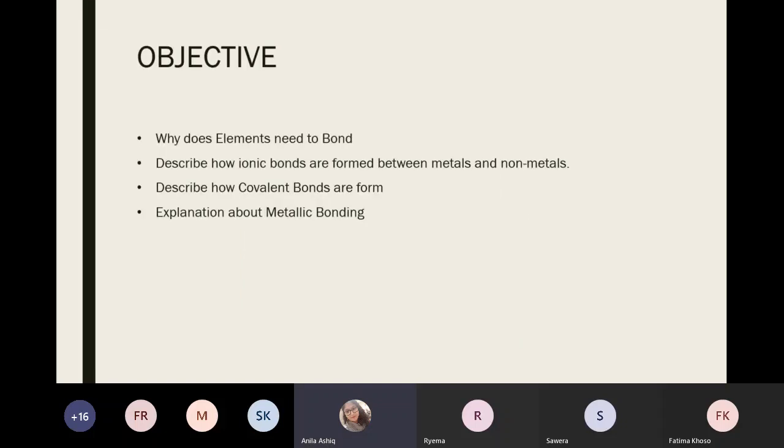As far as bonding is concerned, the first objective will be: why do elements need to bond? That is the thing which you need to understand. Then, describe how ionic bonds are formed between metals and non-metals. Then, describe how covalent bonds are formed, and explain metallic bonding. I would love to cover everything in this one class, but if it doesn't happen, then we can always redo it again.